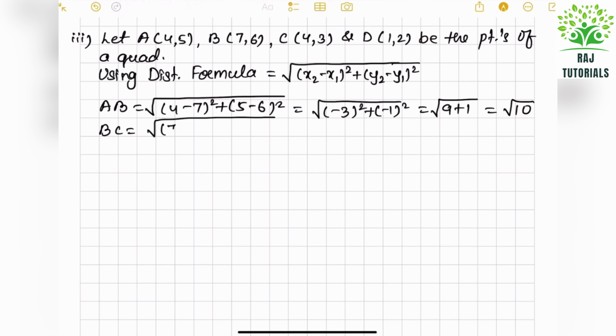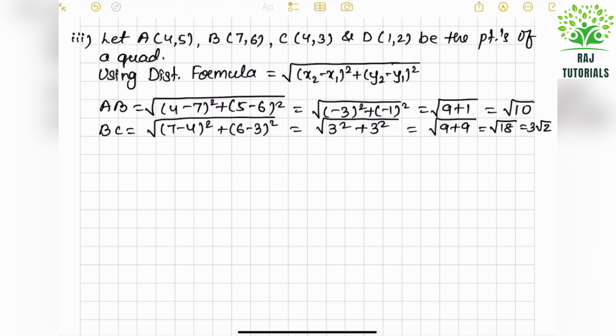BC is square root of (7 minus 4) whole square plus (6 minus 3) whole square. So that is 3 square plus 3 square. So root of 9 plus 9. So root 18. So 3 root 2.